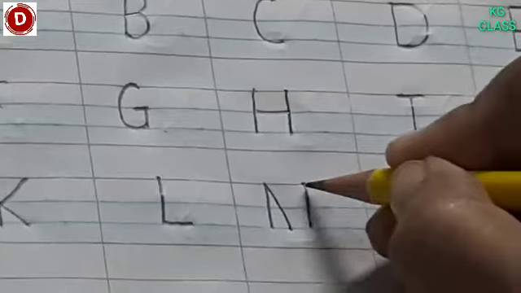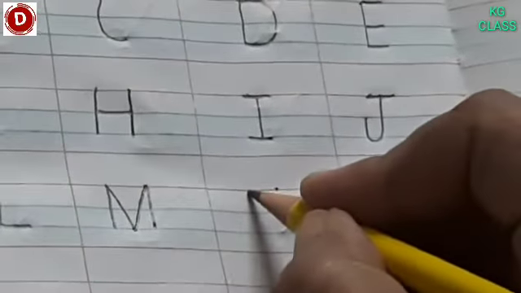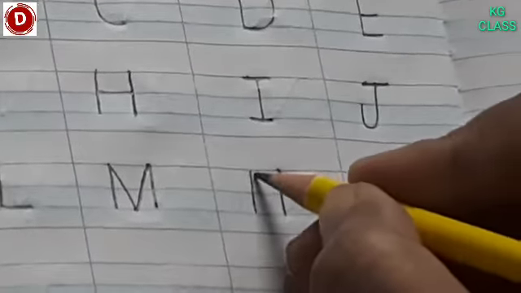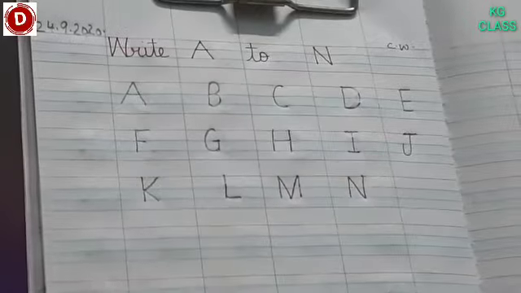After L comes M. Two standing lines. Put a dot on the second blue line and two slanting lines like this. After M comes N. Two standing lines and one slanting line like this. In this way, children, you have to speak and write capital letters A to N.